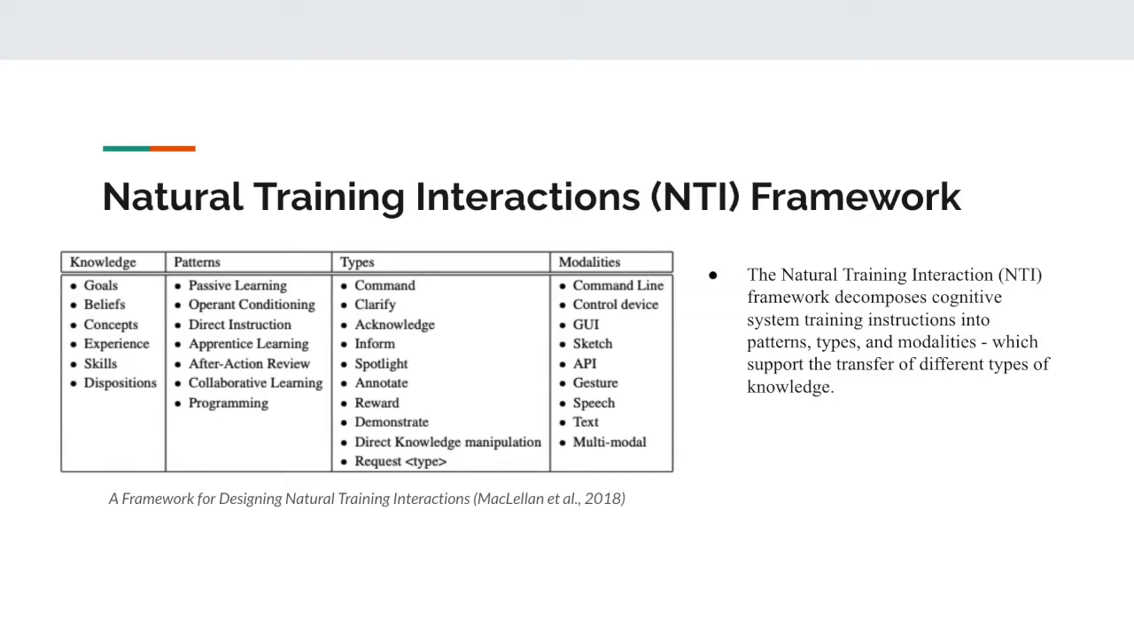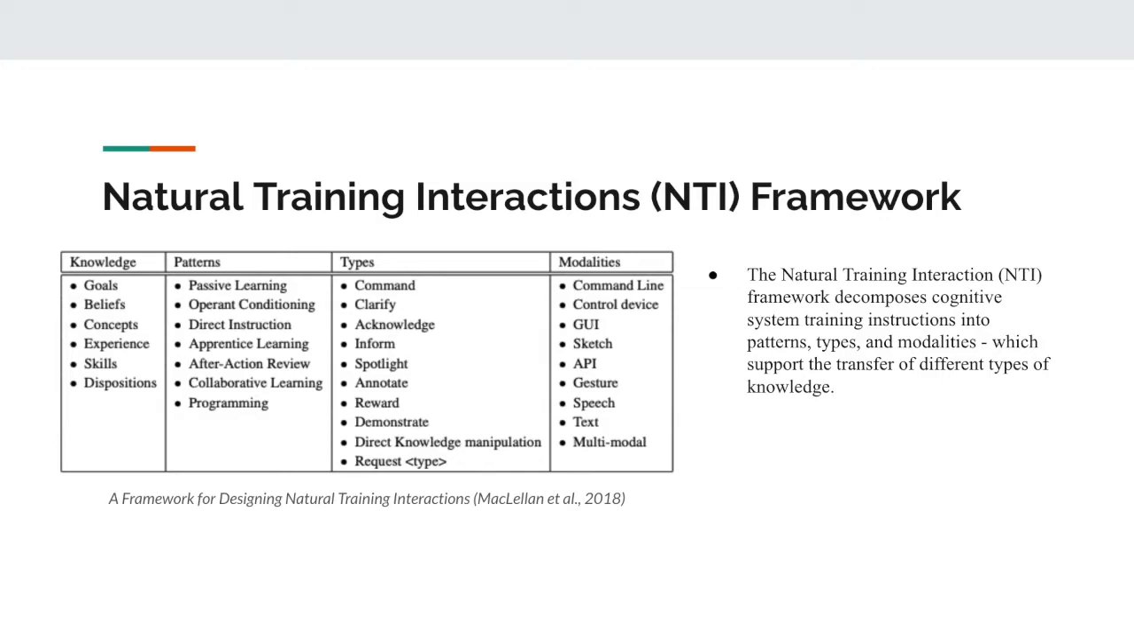First, they must support the goal of the user. Second, they must do what the users expect. Third, allow the users to work the way they want. And fourth, leverage users' experience to minimize training. So this is actually a pretty common HCI methodology that we want to piggyback off of. And as we understand the natural training interaction framework, it actually breaks down a cognitive system training interaction into four characteristics.